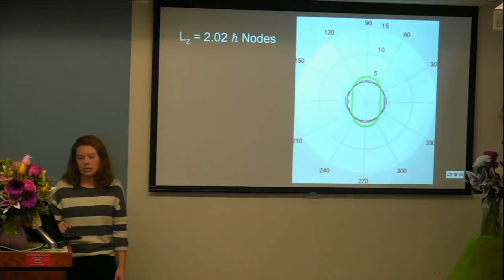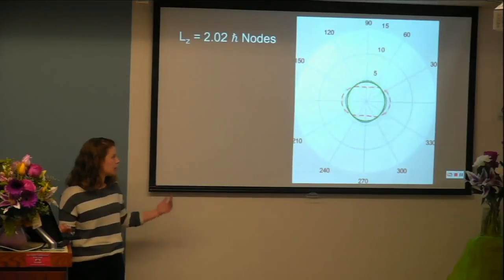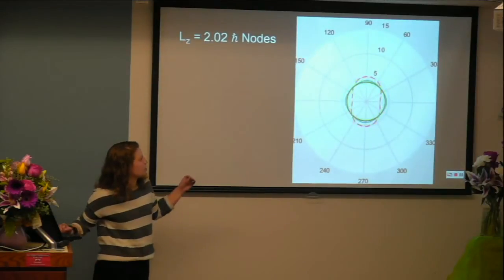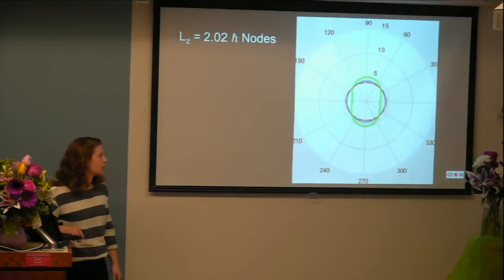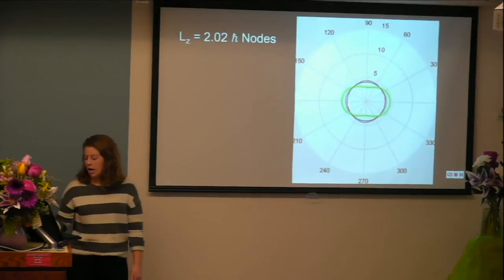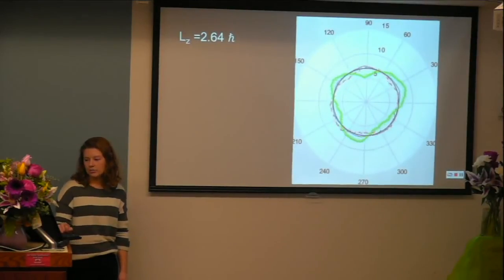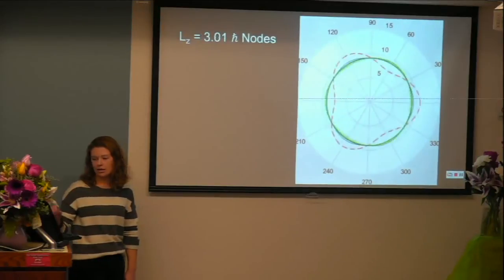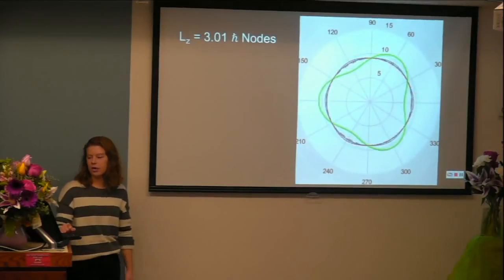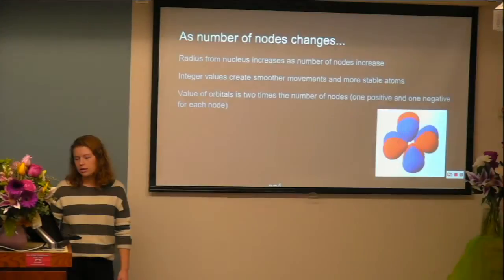And then the second one, we did 2.02 nodes. So clearly those movements are a lot more stable, and the combination of the red and the green makes the blue line unmoving. So this electron is pretty stable in its condition. And then moving forward, here's 2.64 nodes. And this is unstable once again because it's not an even integer. And then finally, here's 3.01 nodes. And this is stable once again, and that blue line is unmoving, so it's happy in its current position.